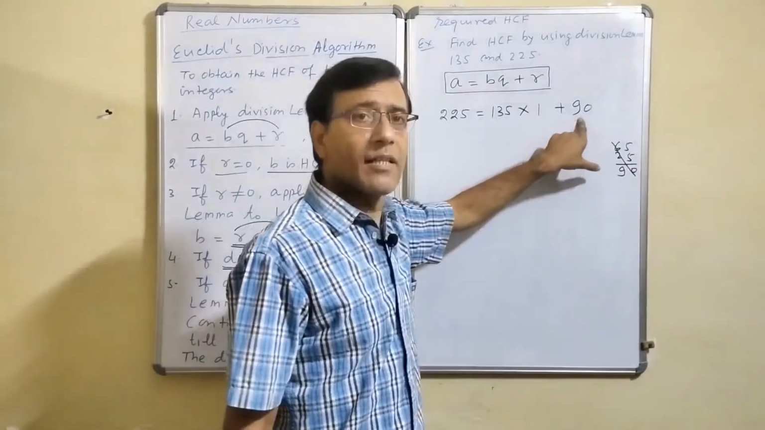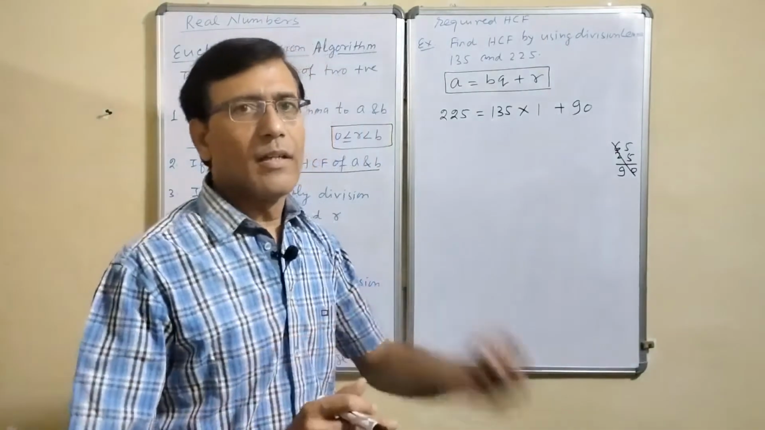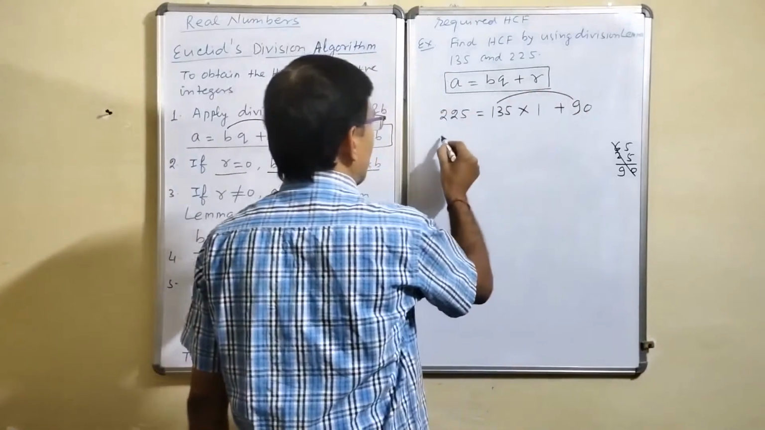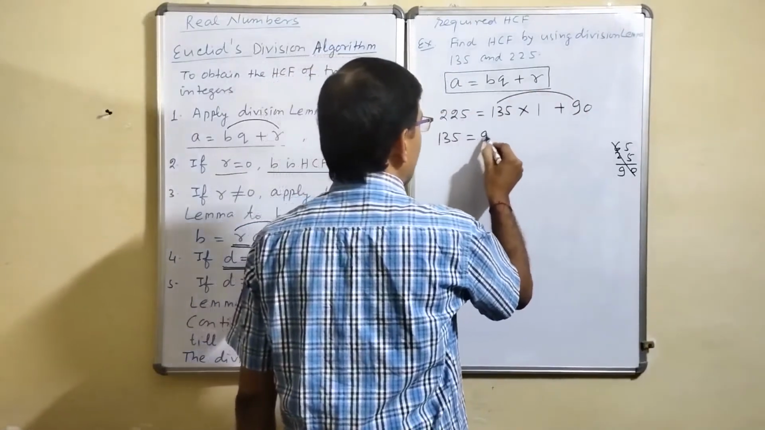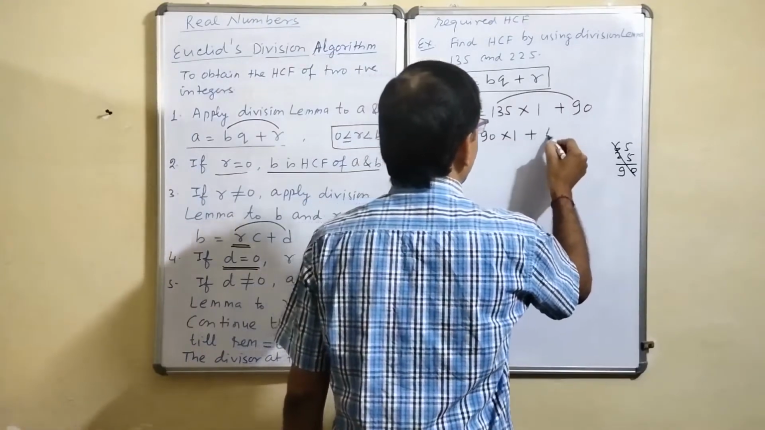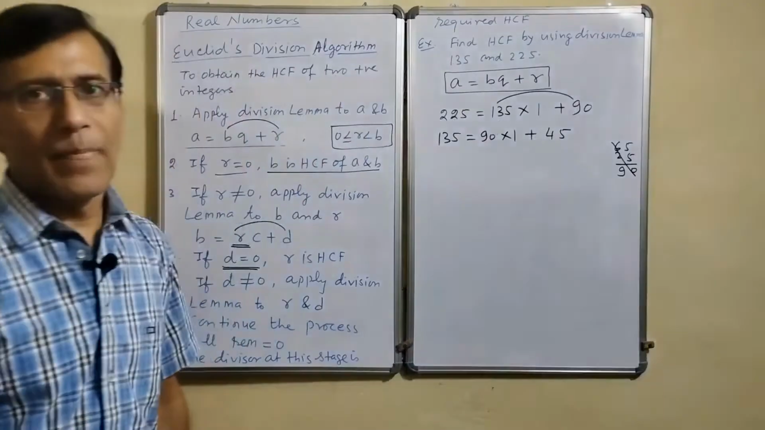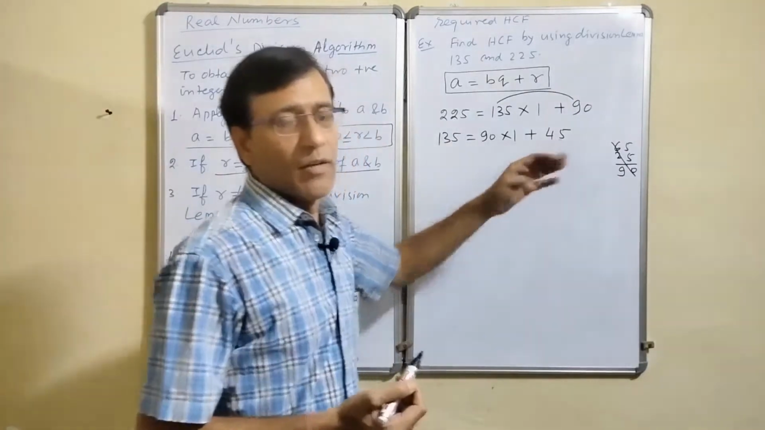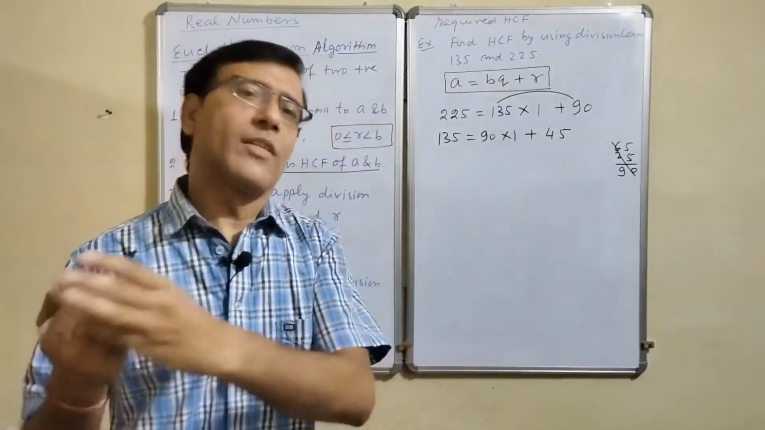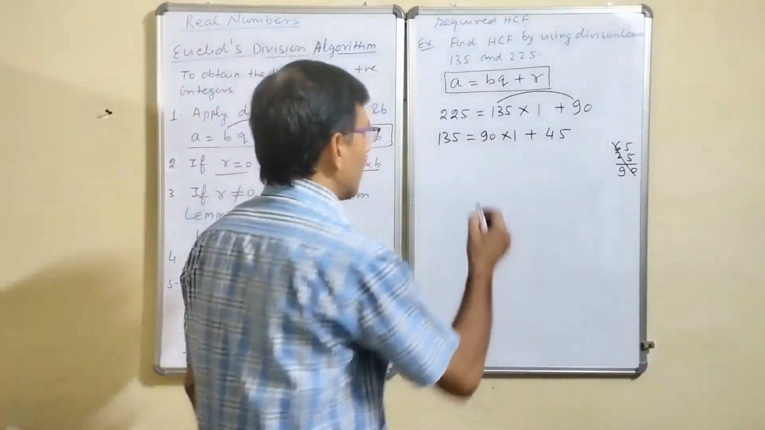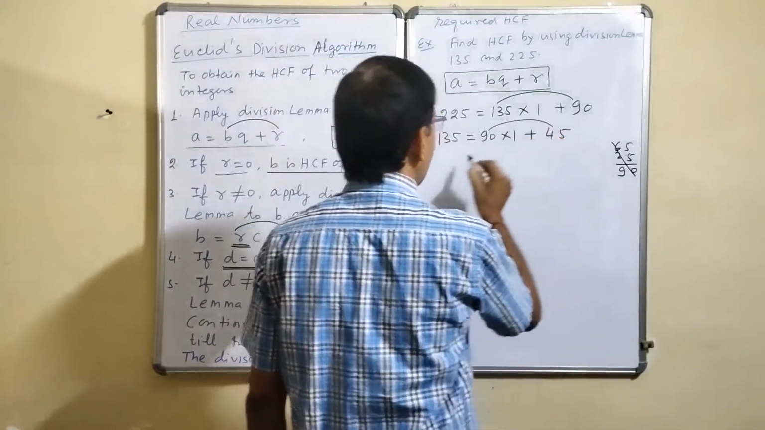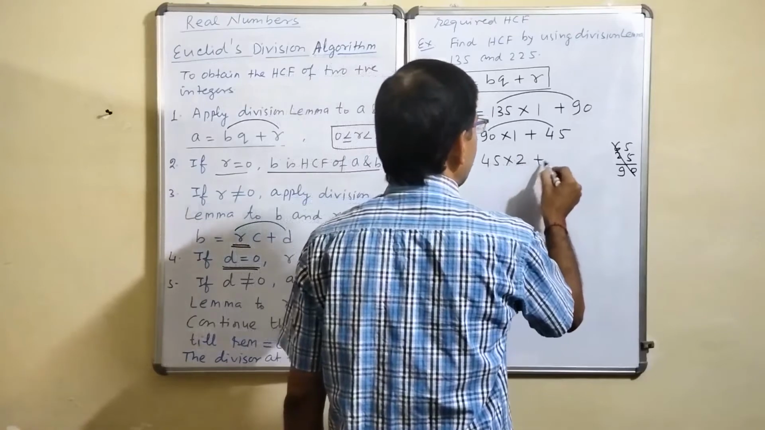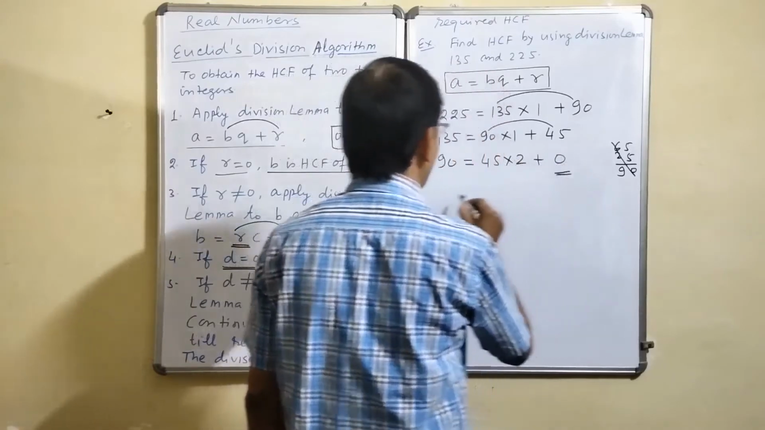Now since the remainder is not 0, we continue the division lemma. Again we will apply the division lemma between 135 and 90. So 135 is equal to 90 into 1 plus 45, which is the remainder. So once again you see that the remainder is not 0, so we will continue the process till the remainder is 0. So again we will apply the division lemma between 90 and 45. 90 is equal to 45 into 2 plus 0.